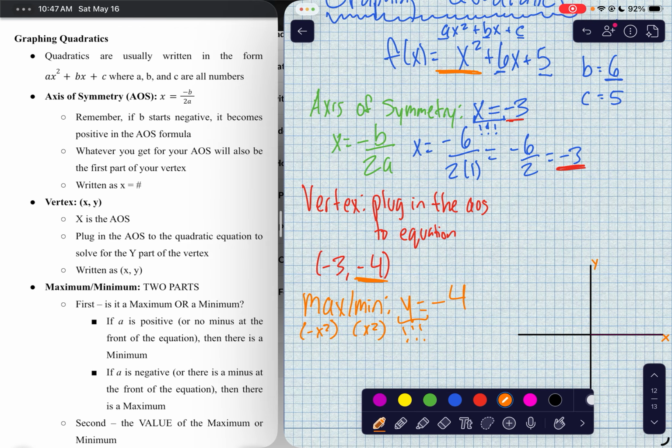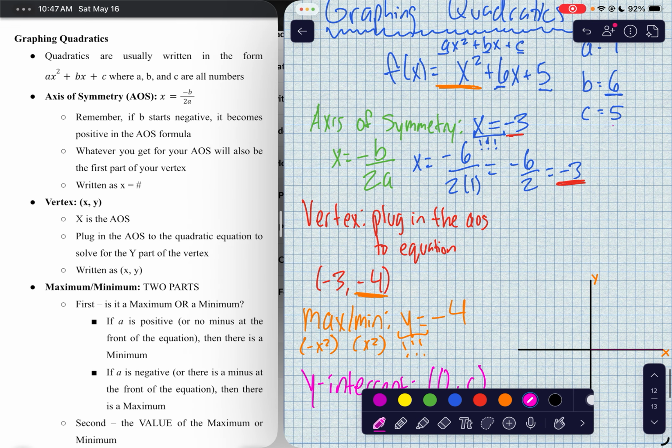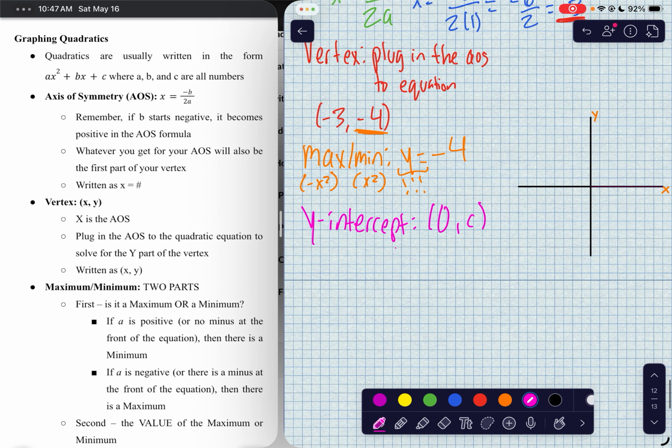And then lastly, we need to find the y-intercept, which is arguably the easiest part to find because that is just our c, right? 0, c. Our c is 5, so our y-intercept here will be 0, 5.